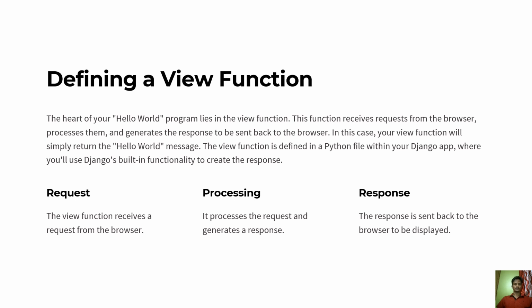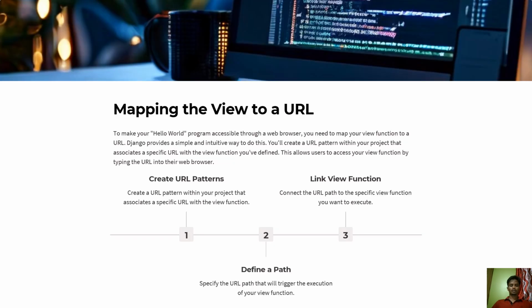In defining view functions, we have three things: request, processing, and response. For the request, the view function receives a request from the browser. For processing, it processes the request and generates a response. For the response, it is sent back to the browser in order to be displayed.